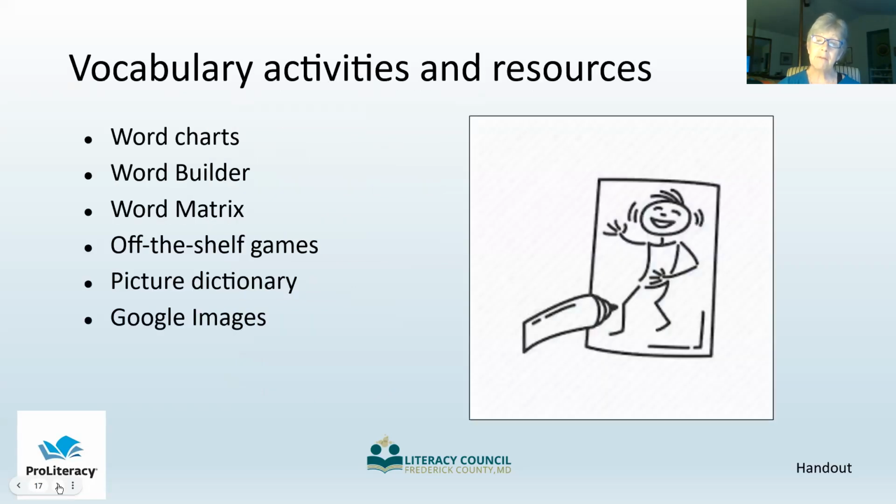There are many, many fun ways to help your student practice and expand their vocabulary. Your handout has activities such as word charts, word builder, and word matrix that can add variety to your lessons. Off-the-shelf games can also be a lot of fun and will add more variety, although you may have to adapt them a bit for virtual lessons. Games like Taboo and Password are great vocabulary builders.